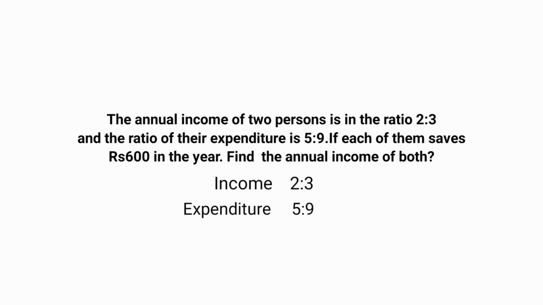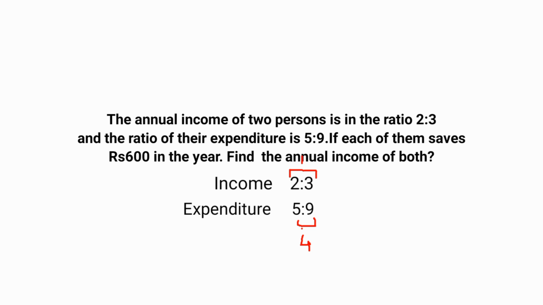For that, find the difference of ratios of incomes of both persons. That is 3 minus 2, 1. And we will get the difference of expenditures of both persons as 9 minus 5, that is equal to 4. Now what you have to do is multiply the first ratio with the difference of the second ratio.